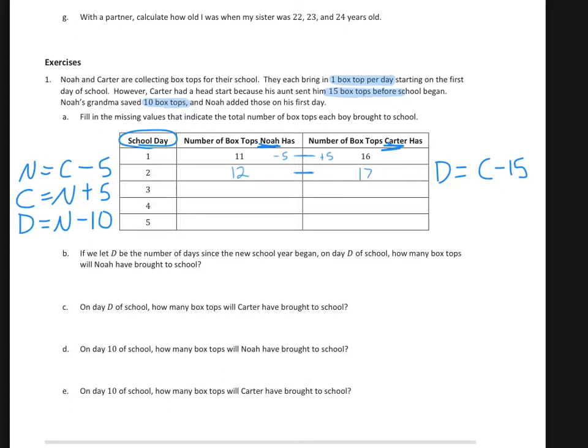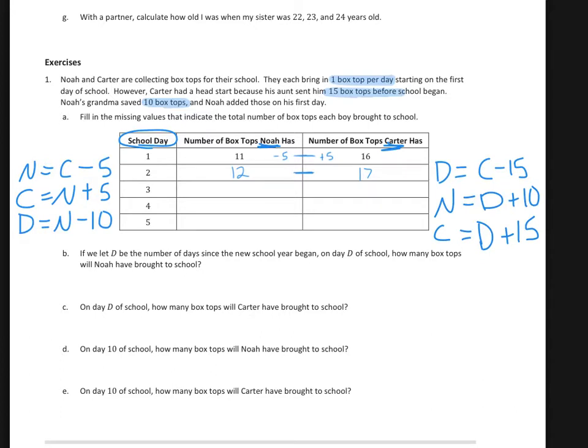Let's now say that I had the school day, but I don't have Noah's and I don't have Carter's. Could I take the school day, so let's say Noah's here, Noah's equals the school day and what? That's right, plus 10. If I add 10 to the school day, I get Noah's. And then with Carter's, I take the school day and I add 15. So look at all these relationships, all these different things I can draw.